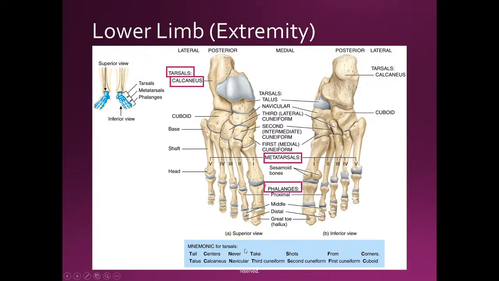Here's a mnemonic for the tarsal bones. Tall centers never take shots from corners. All right, so talus, calcaneus, navicular, third cuneiform, second cuneiform, first cuneiform, and cuboid.